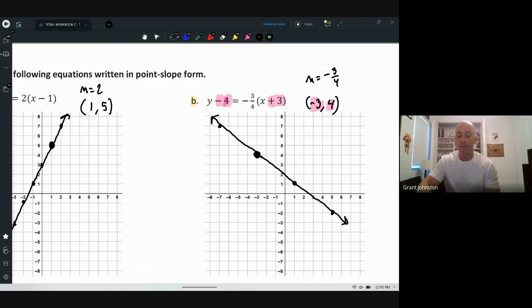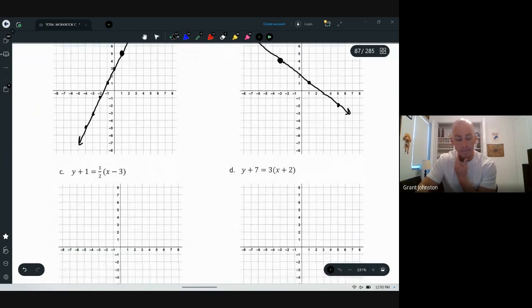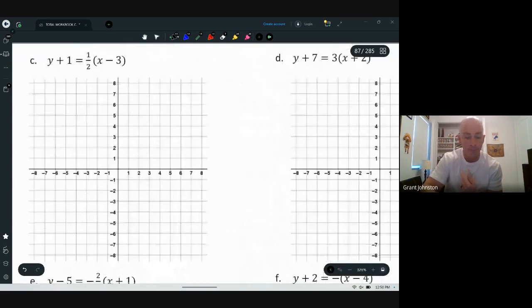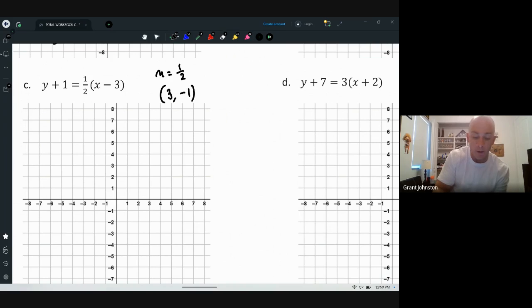And that's the line. Why don't I just show one more actually? So in here we have the slope is 1/2. And the point would be at positive 3, negative 1. Positive 3, negative 1. And I pulled the opposite of that, be a positive 3. And then opposite of that, negative 1.